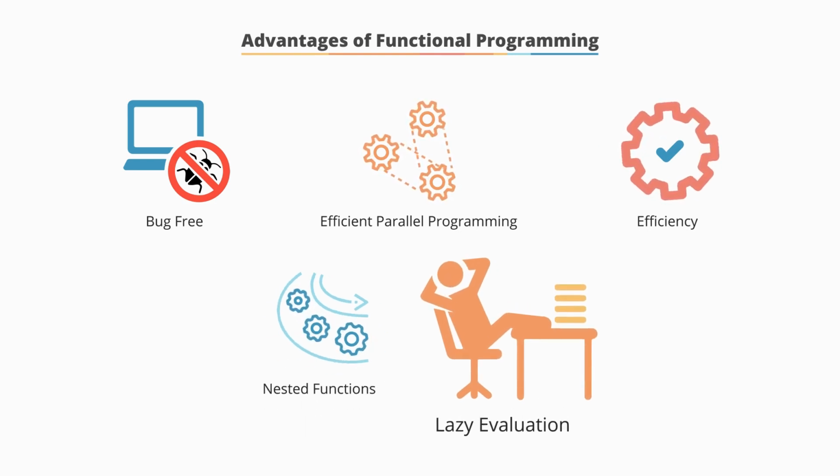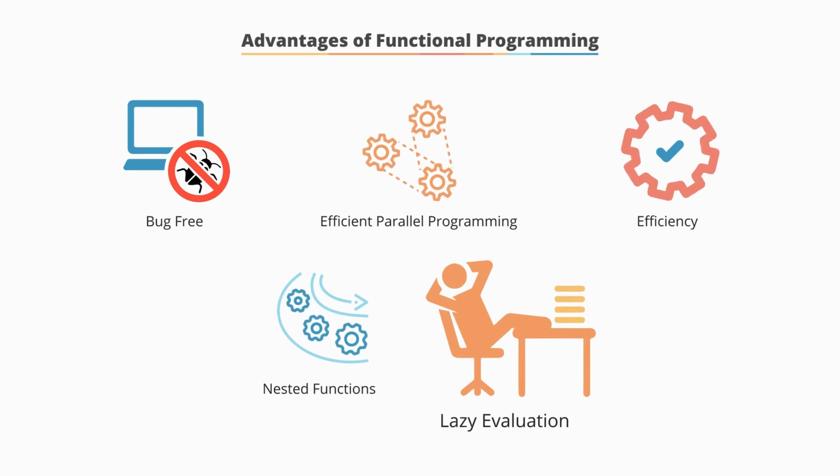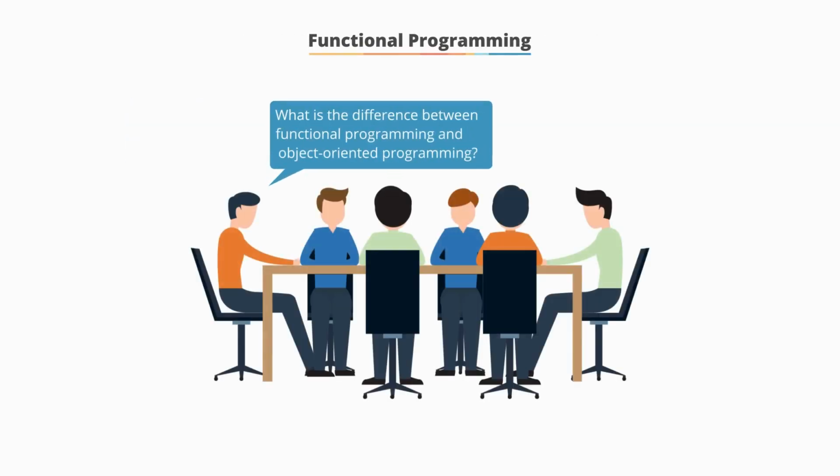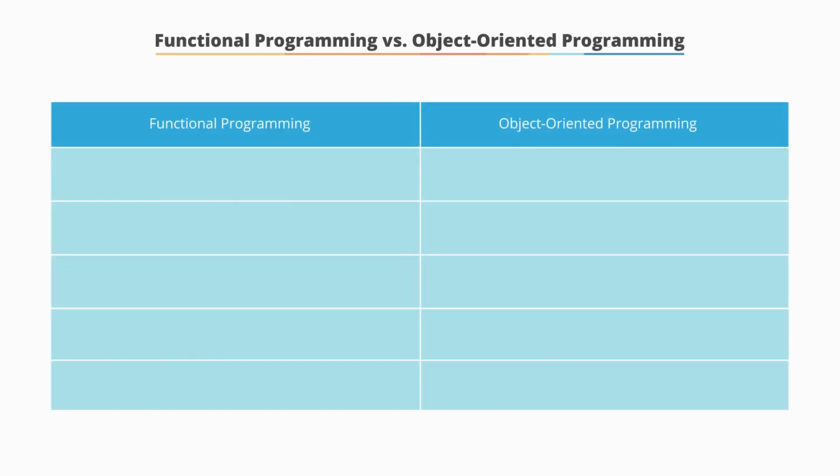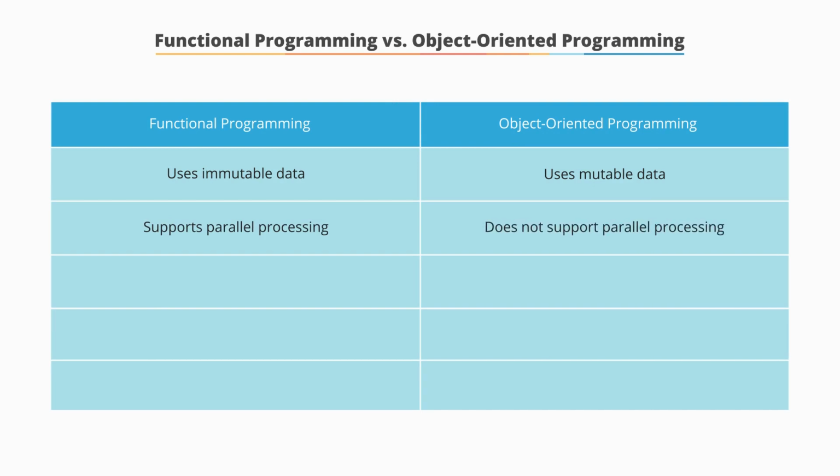Lastly, lazy evaluation. Functional programming supports lazy functional constructs such as lazy lists, lazy maps, and so on. So, what is the difference between functional programming and object-oriented programming? Well, functional programming uses immutable data, whereas object-oriented programming uses mutable data, or data that can be changed after it's created. Functional programming supports parallel processing, but object-oriented programming does not support parallel processing.